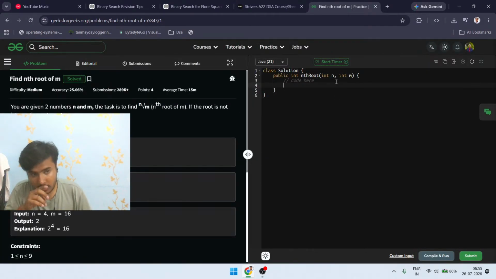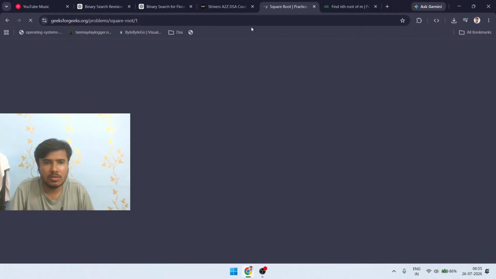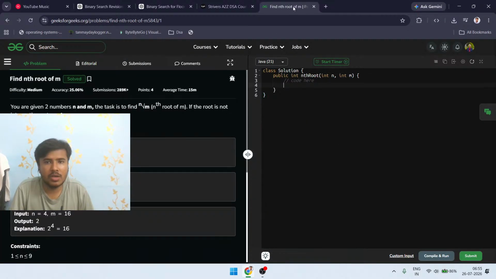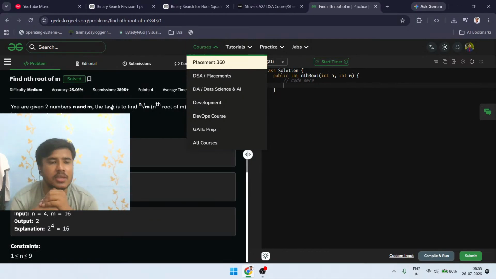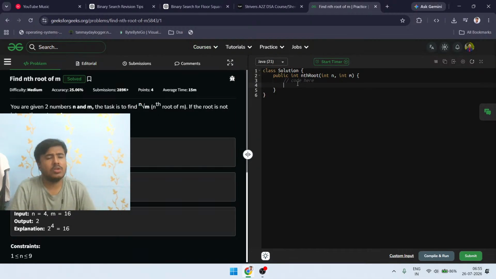Okay. You know what the problem is? It was an easy question and this is the medium question. Let's see. Find the nth root of m. You are given two numbers n and m. The task is to find the nth root of m. If the root is not an integer, then return negative. Like the input is n is 3 and m is 8, I need to find the third root of 8, that is 2.